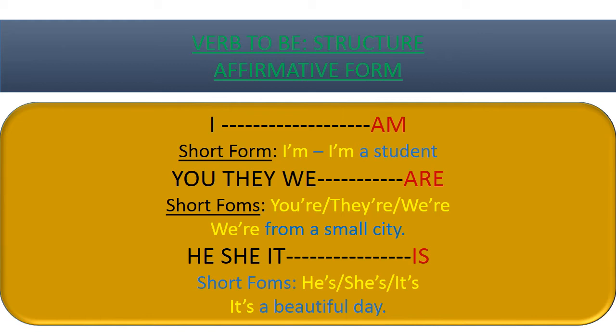Then, when we use the subjects he, she, it, the form is is. And of course, the short forms are he's, she's, it's. You can say, "It's a beautiful day."